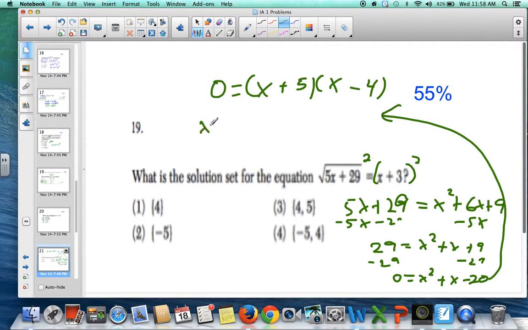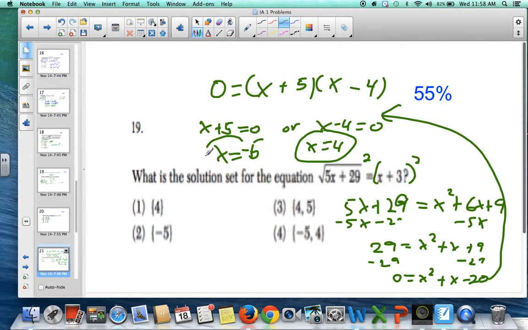So that means x plus 5 equals 0, or x minus 4 equals 0, because we have two things that multiply to be 0. They both multiply to be 0, which means one of them is 0, and it doesn't matter which one. So if this is the case, then x equals negative 5. If this is the case, then x equals 4. So there's my two solutions, but I have to see if they're solutions to this equation here, not this equation here.